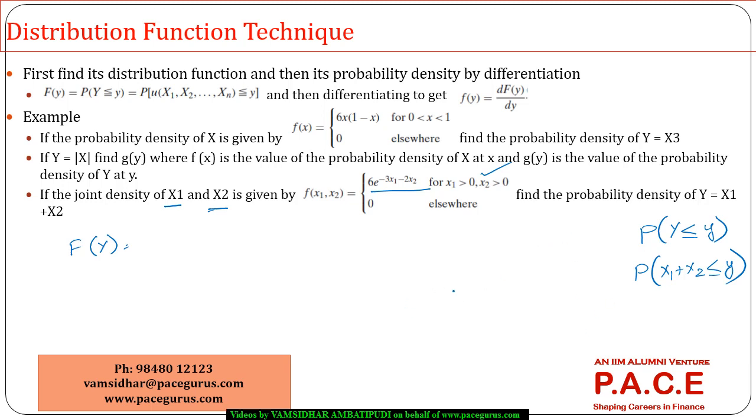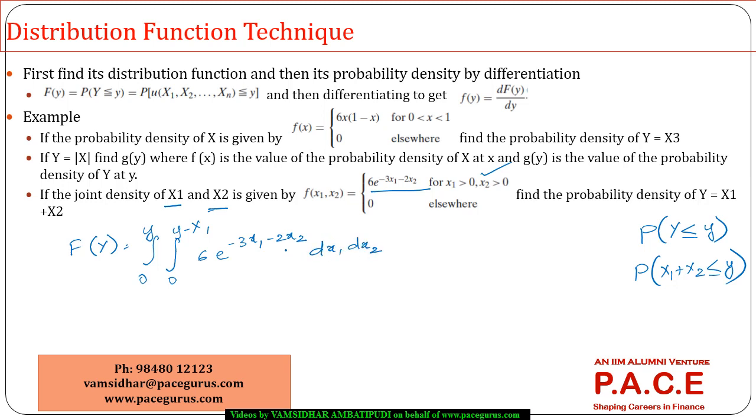So I can set the first one from 0 to y, because if I want x1 plus x2 less than y, x1 I can integrate between 0 to y, but x2 I should integrate only between 0 to y minus x1. So 0 to y minus x1, 6 e power minus 3x1 minus 2x2 dx1 dx2.